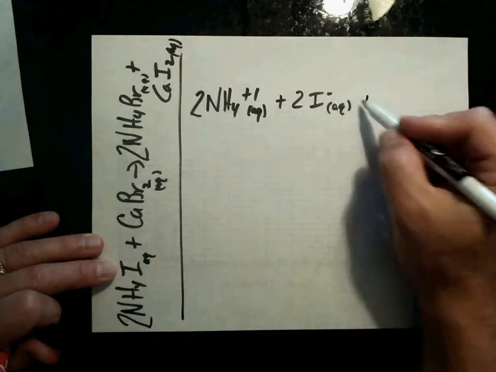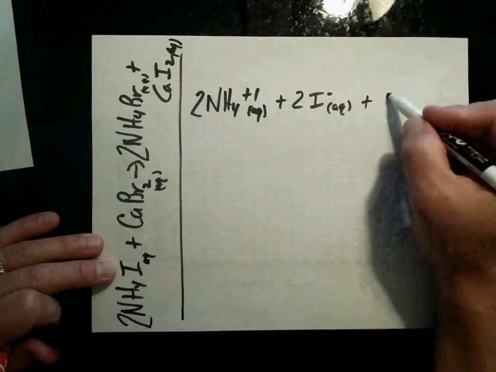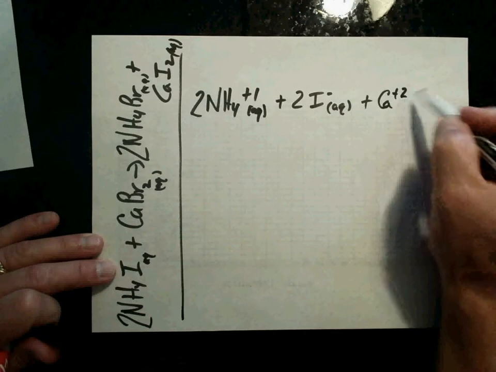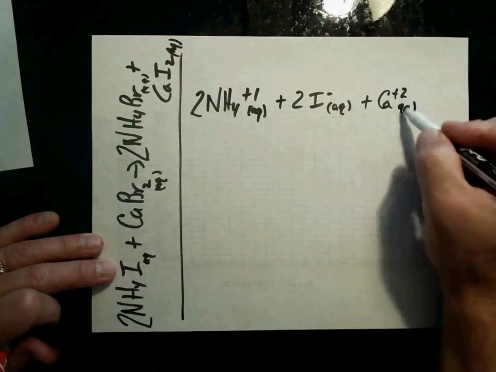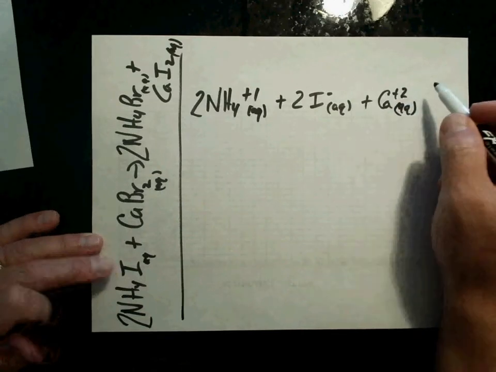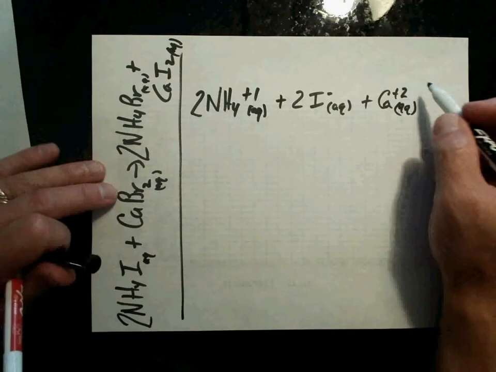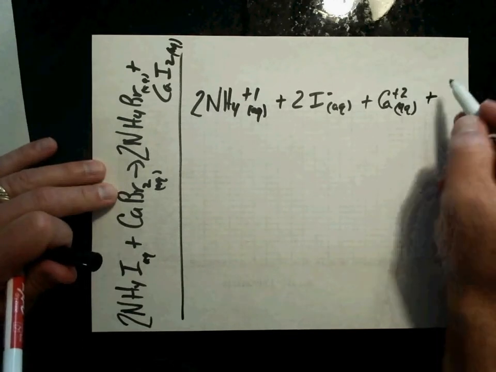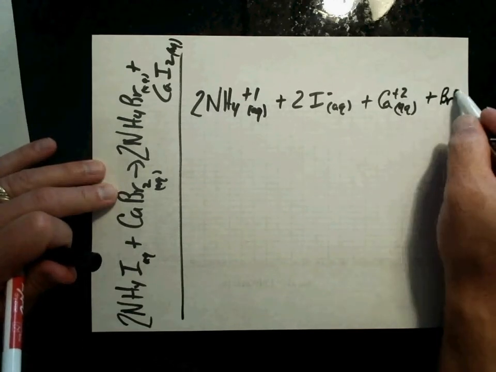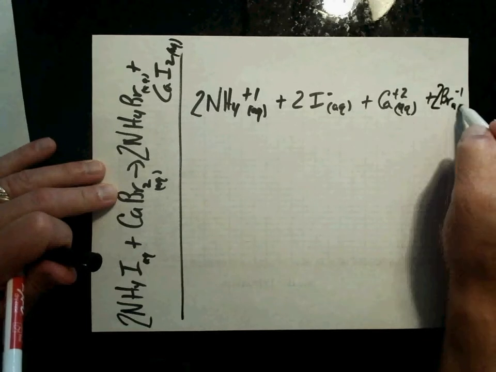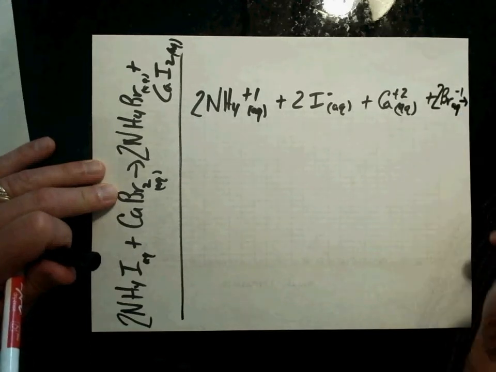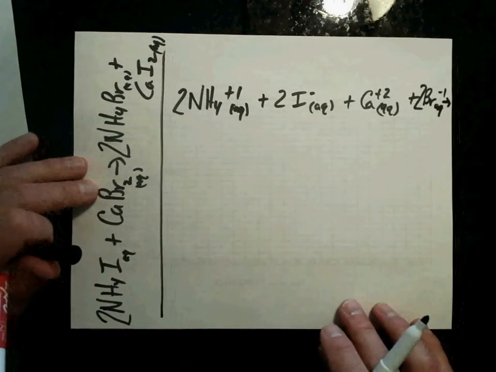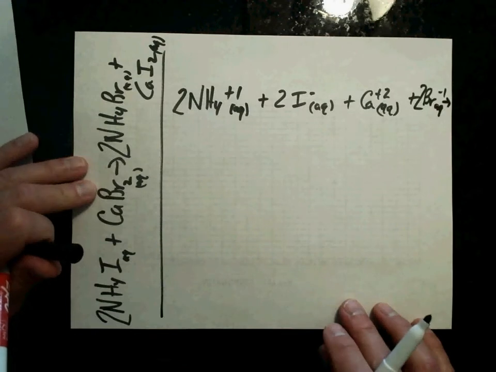What's the next compound? How many calciums are there? There's only 1. But notice the charge is a plus 2. Here I have 2 bromines. So I'm going to have bromine minus 1, and there's 2 of them. AQ, and then my arrow. I'm writing big enough so you can see on the screen, so it takes up my paper a lot.